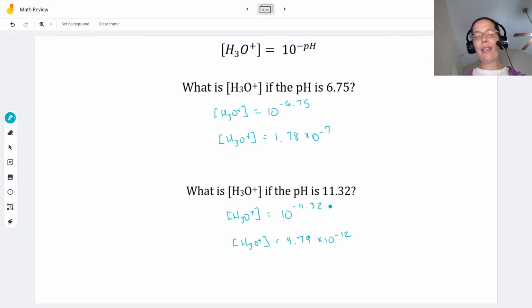Okay, so those are, again, your very basic math skills. Hopefully most of this was review. I do find that students seem to struggle the most with the logarithms and working with pH and doing the inverse and all of that. So hopefully that helped clarify that.